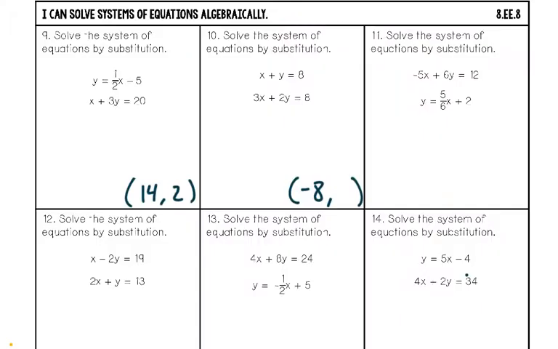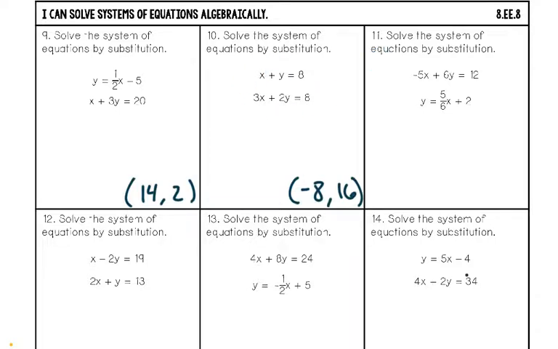I'm not done yet because I only found my x and I need to find my y. So if I know that x is negative 8, it has to add to 16 to give me a positive 8. So 16 would be my y value. (-8, 16) is the solution to the system of equations here.